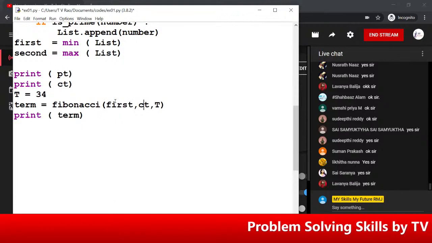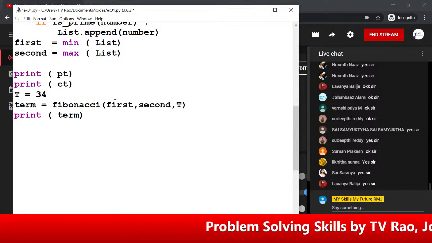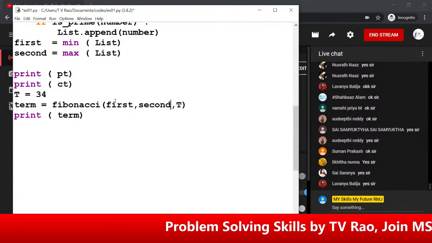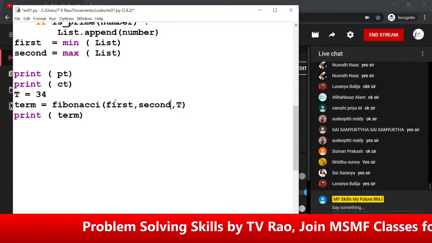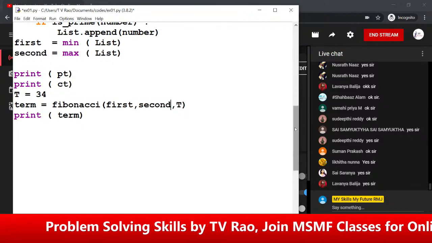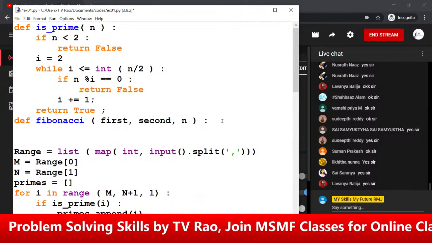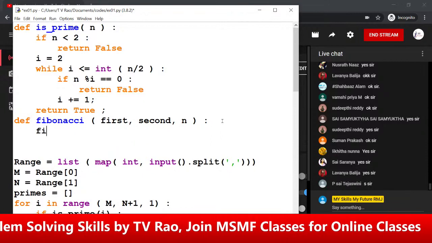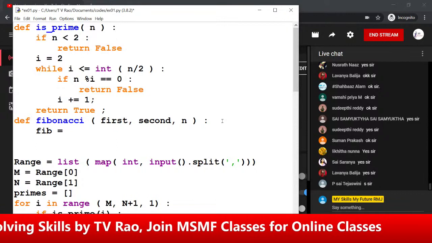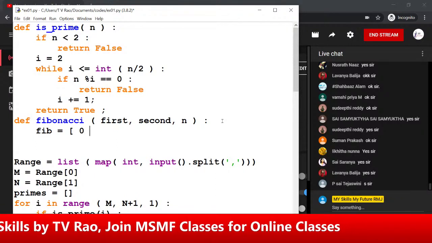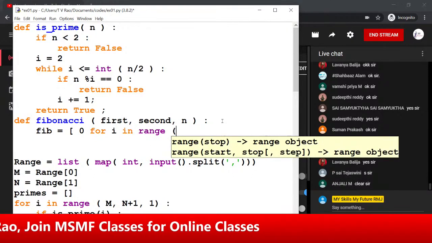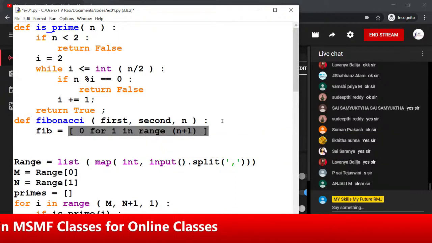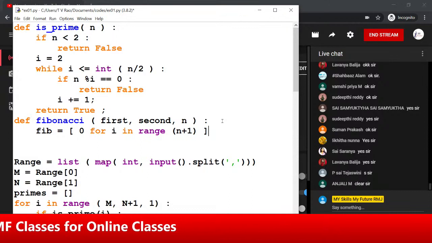You pass first and second. Outside Fibonacci, you don't know what is previous and current. Somebody else is writing a Fibonacci series. For that somebody, it is only first term and second term and number of terms. Now here, create a list with all zeros in the beginning. 0 for I in range, how many zeros? N plus 1 zeros. The meaning is Fibonacci term 1 is 0, 2 is 0, nth term is also 0.